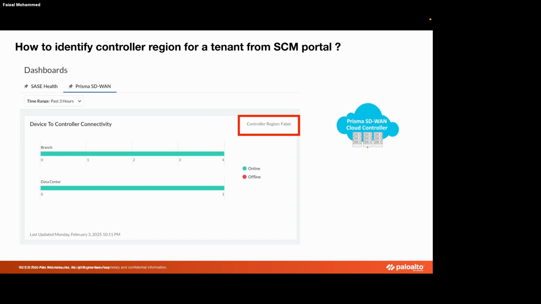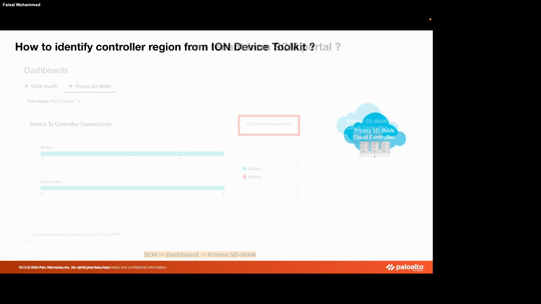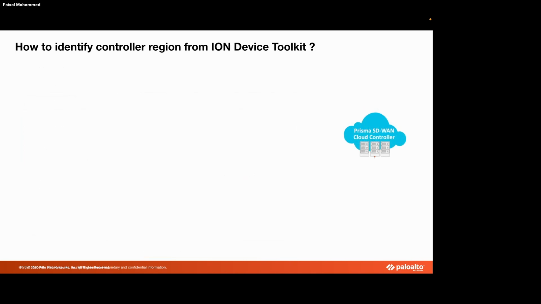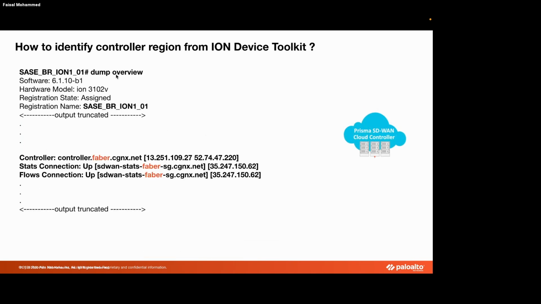You can determine it from the dashboard, Prisma SD-WAN, device to controller connectivity. The controller region is in the right corner. You can also find it out from the device toolkit of the ION, where there's a command called dump overview, which indicates which controller you're connecting that ION device to, what their IP addresses are, and where the stats and flows are connected. So these are the two primary ways of determining which region your tenant is connected to.